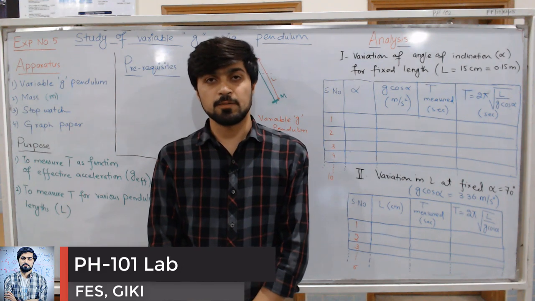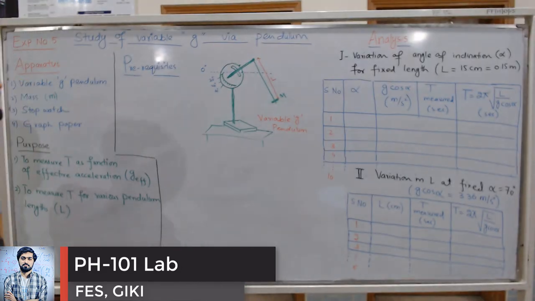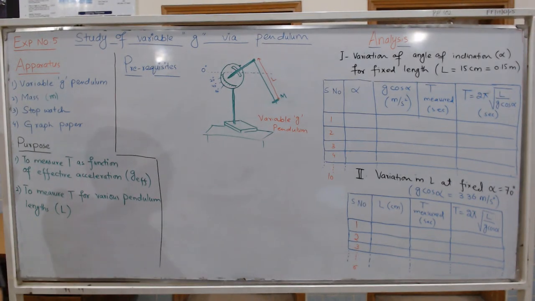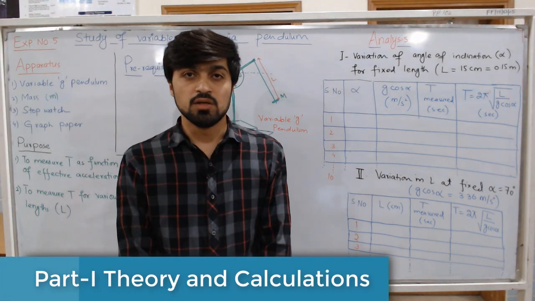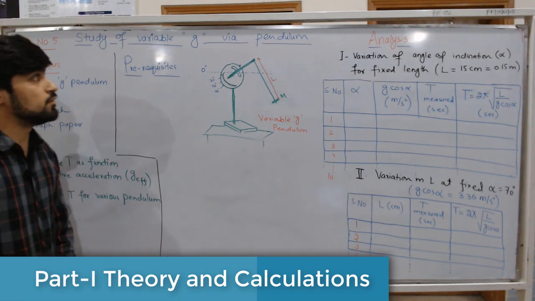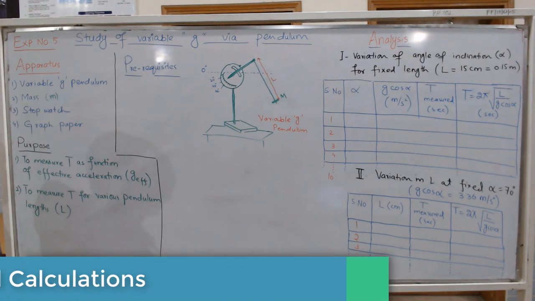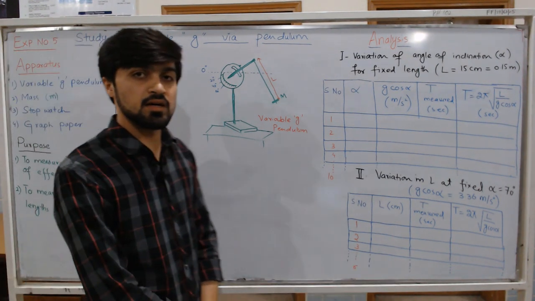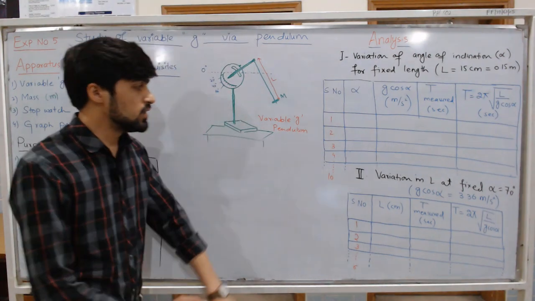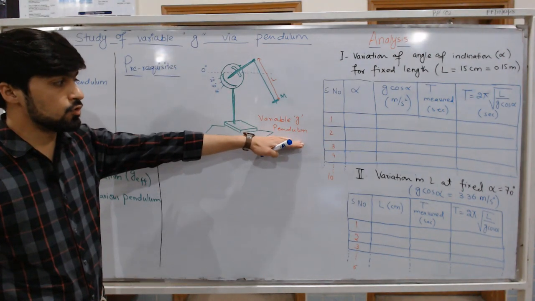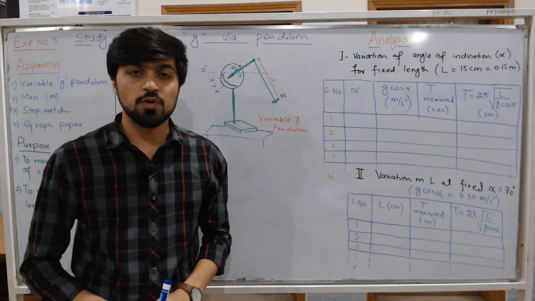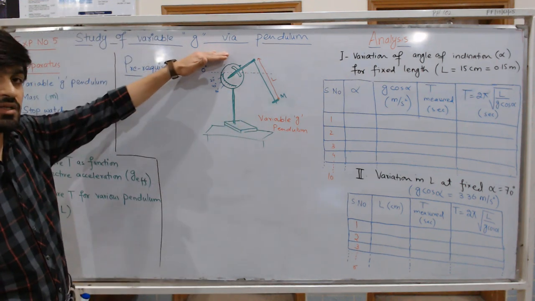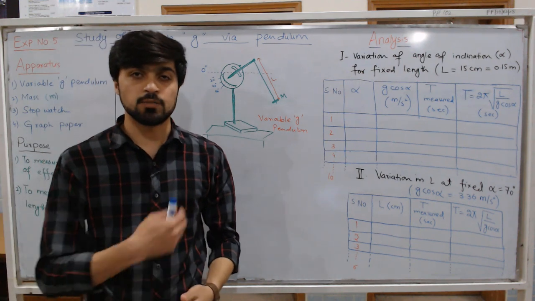Our today's experiment is experiment number 5, the study of variable G via simple pendulum. We will be studying the gravitational acceleration G via a simple pendulum, and by variable, we mean using the pendulum which is known as the variable G pendulum. If the pendulum is inclined at some angle, what will be the effect on the value of G, which we will be explaining shortly.